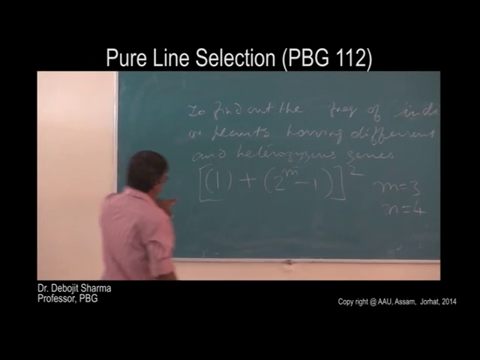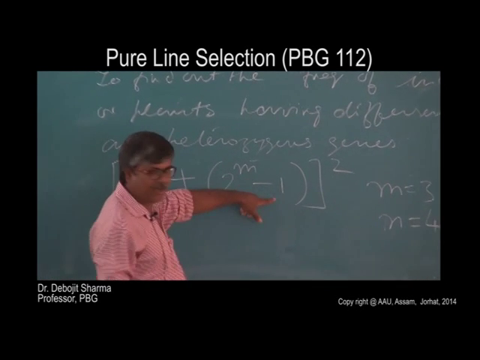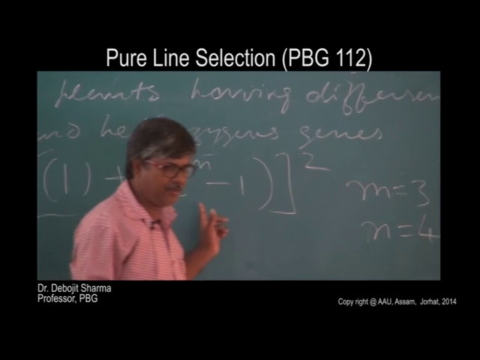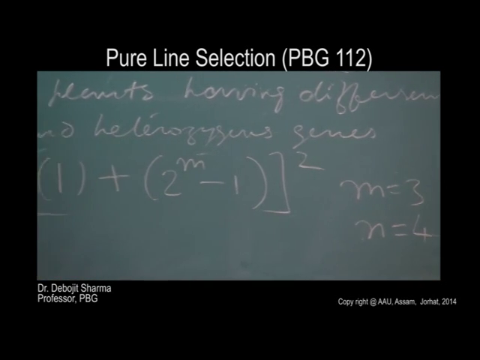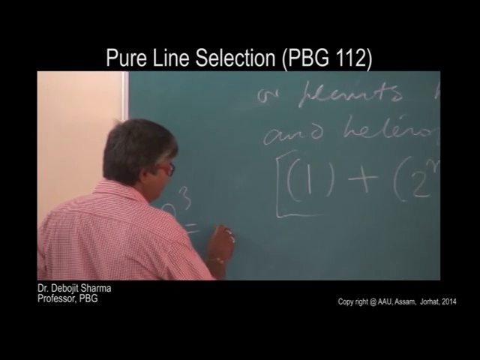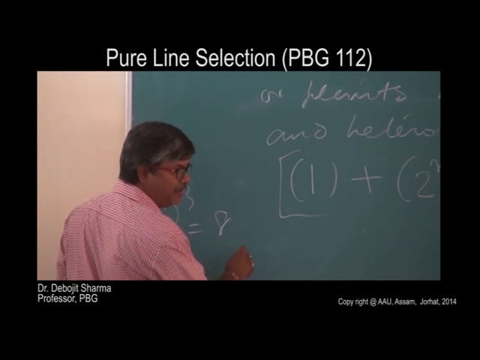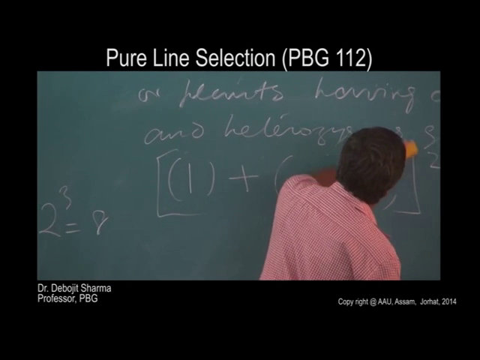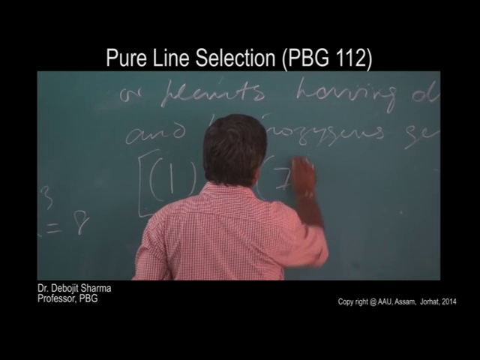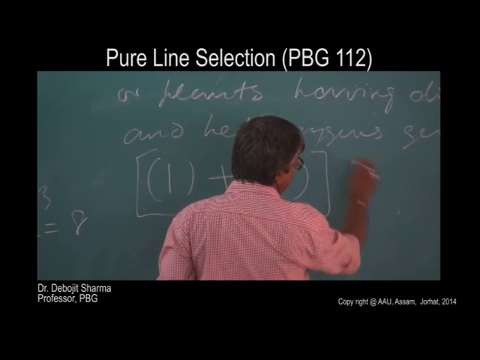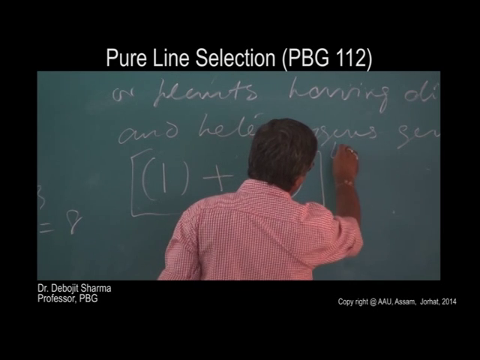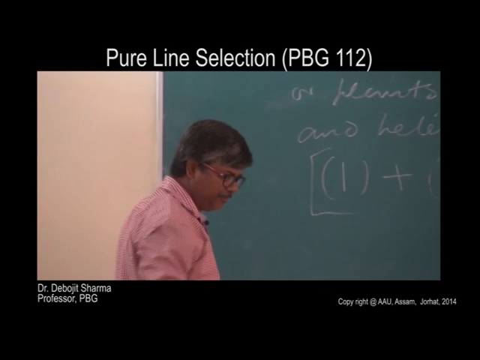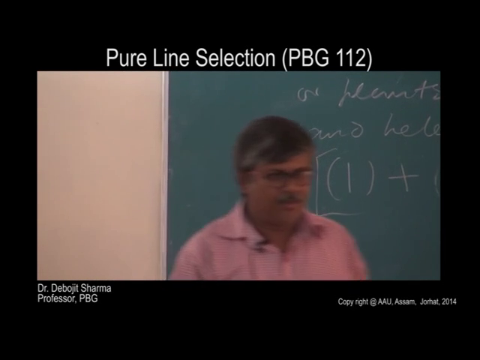So here 2^m minus 1 will be, if m is equal to 3, 2 to the power 3 is equal to 8, so minus 1 is 7. So this term will be 7, isn't it? This term will be 7. Then n is equal to 4, so to the power 4. Can you expand this binomial?